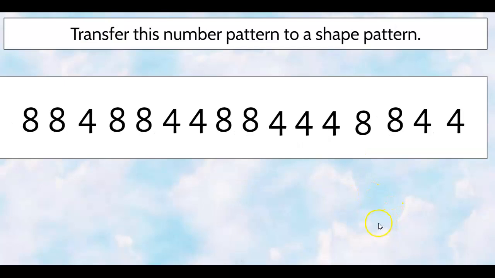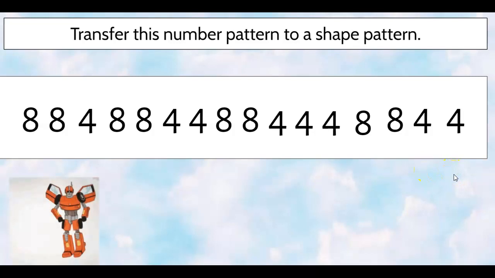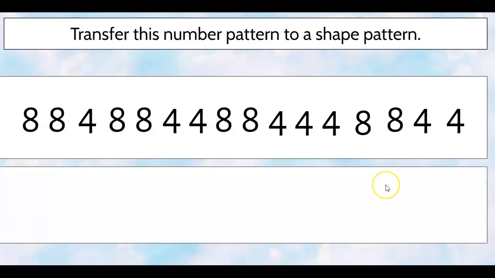So let's transfer this number pattern into a shape pattern. Sometimes if a pattern or something doesn't look right for your brain, you can make it work for you. Maybe it will help looking at it in a different way, transferring the pattern into a different representation. Just like the Transformer guy. He's a funny guy. So let's do it.